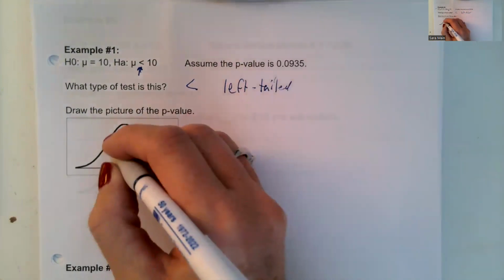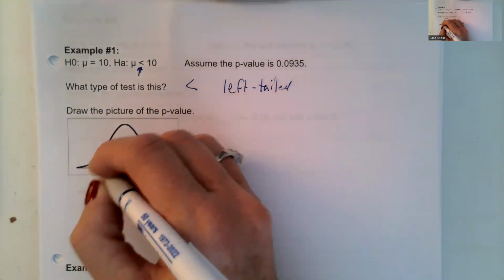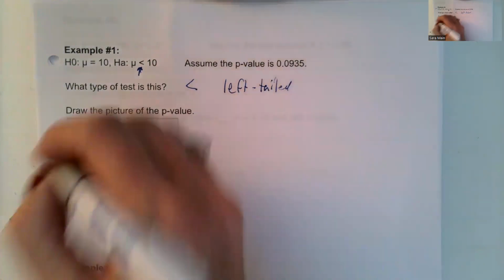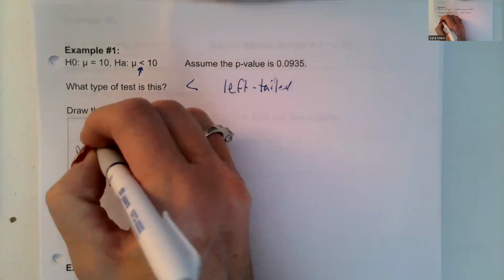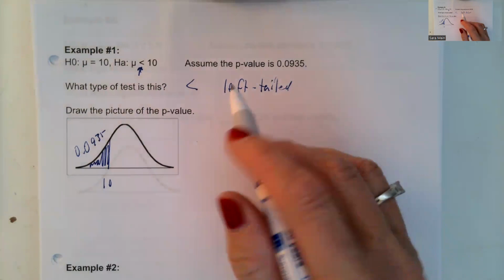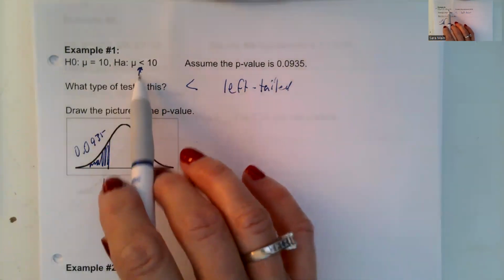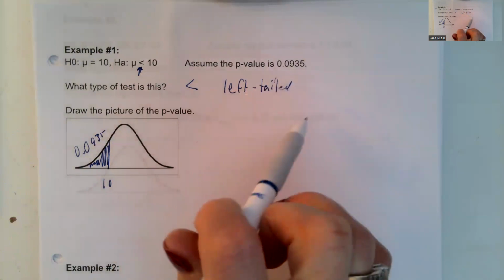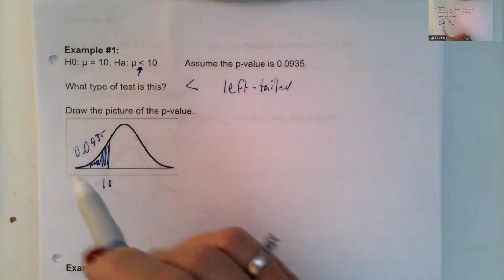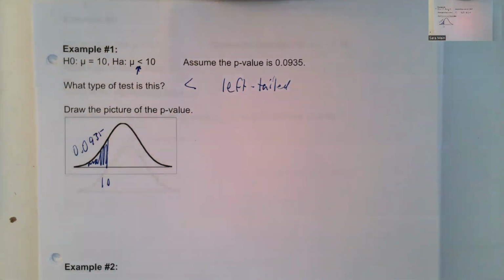And a picture of this would be 10 down here, and the p-value would be written up here, 0.0935. Okay. So just from what we've been given, this would have been our step 1, the hypothesis. We would have been given the p-value in step 3, and then this is what our picture would look like. And that's all we know so far.